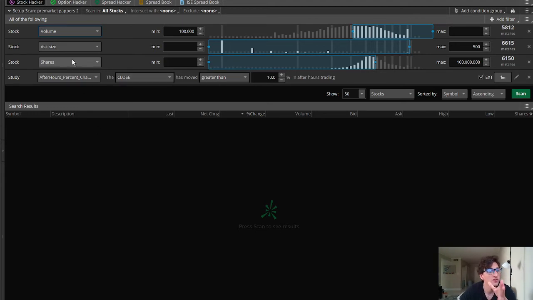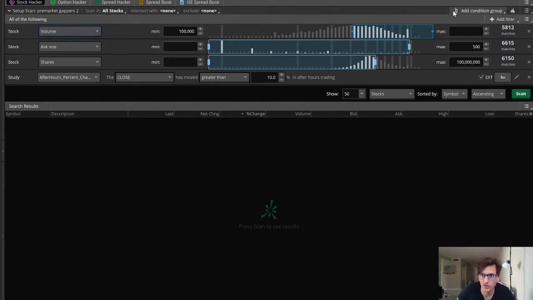And then this is my shares float. I like low float, so I'm going to screen for stocks between 0 shares available and 100 million. Anything after 100 million is usually out of my ballpark. Sometimes I'll go up to 150 million, but I only like the mid cap stocks. If you're a large cap trader, then maybe you should bump this up to 300, 400, 500 million shares.